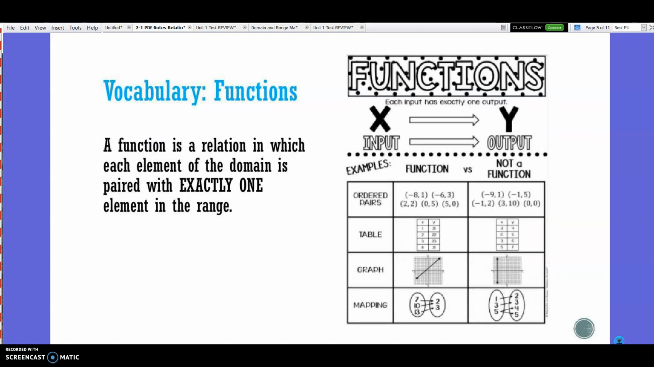Functions. A function is a relation, so your relation could be a function if every element in the domain is paired with exactly one element in the range. So it has to have exactly one output.